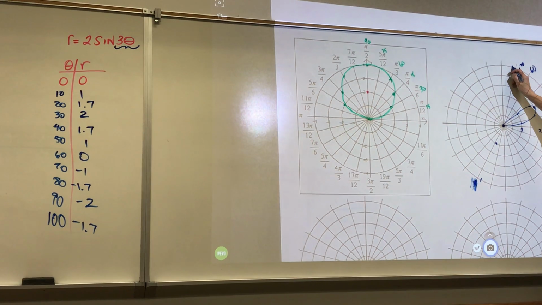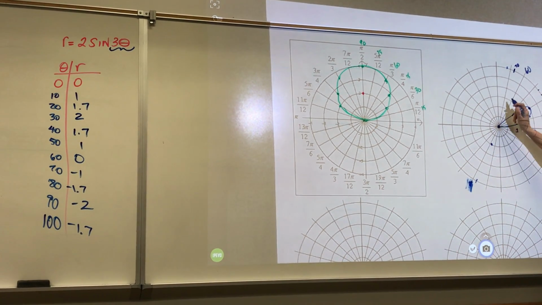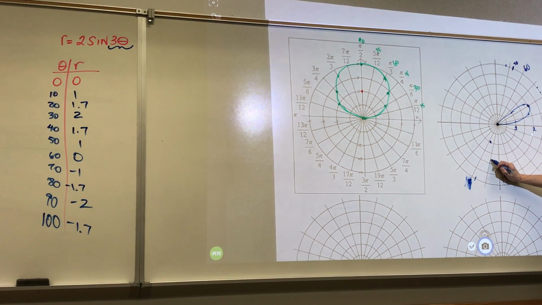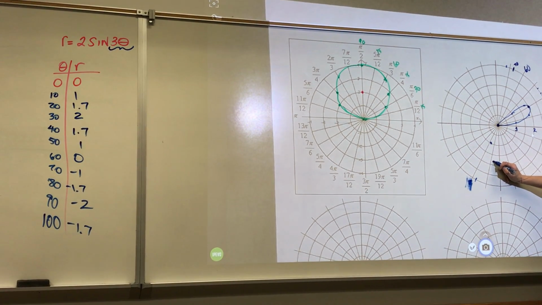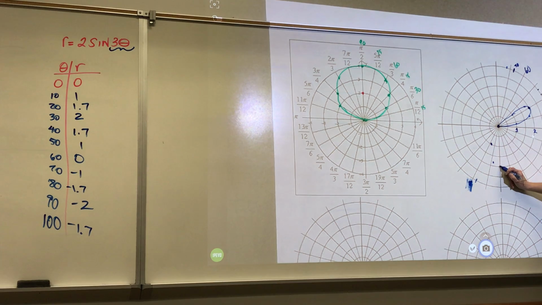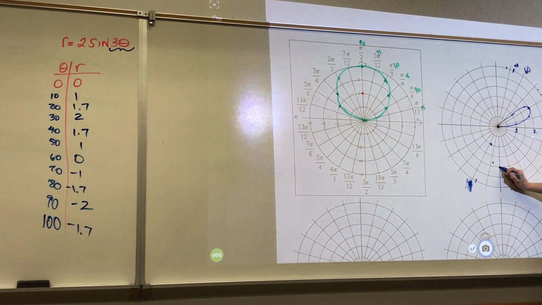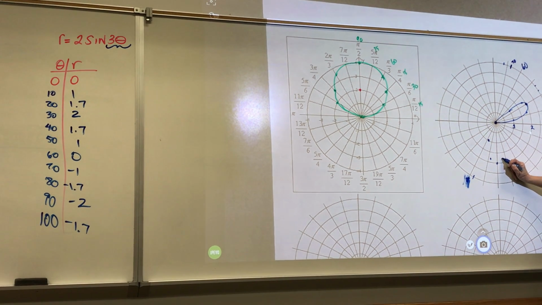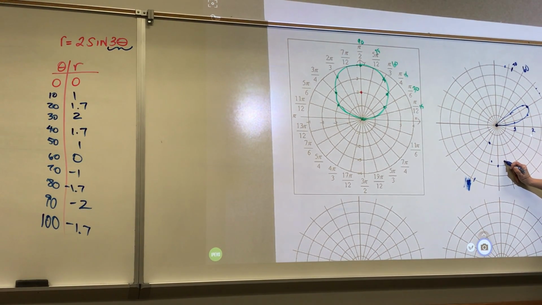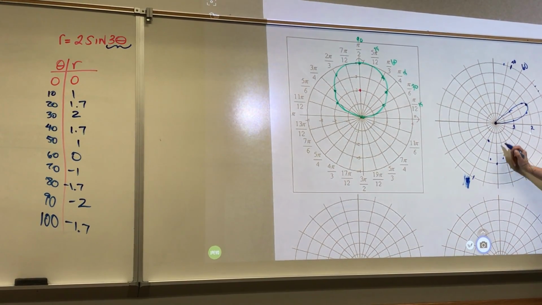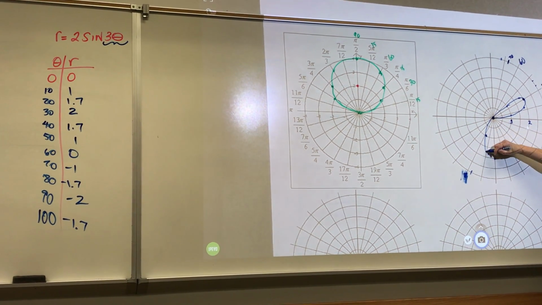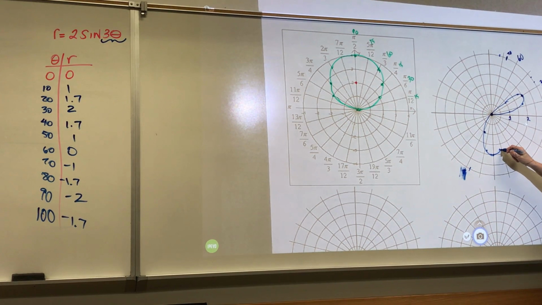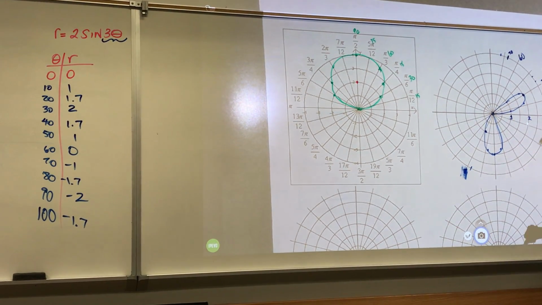So at 80, we're at negative 1.7, so we're going to shoot backwards. 1, 1.5, 1.7, right here. At 90, we are at negative 2. And at 100, we're going to be at negative 1.7 right here. So if we do this, where do you think we're going now? Down to 1. Back to the origin.